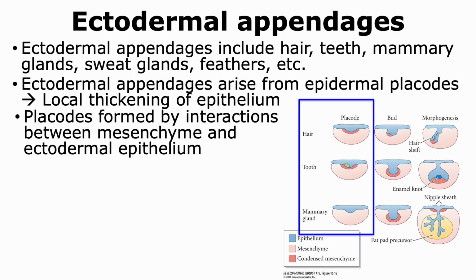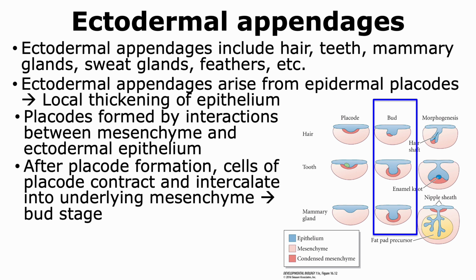In this case, we are looking at placodes formed for hair formation, tooth formation, and mammary gland formation. The color coding of the figure is shown in the legend below, where we can see where the epithelium layer is, where the mesenchymal region is, and where the condensed mesenchyme is, which is where mesenchymal cells tend to congregate. After placode formation occurs, the cells of the placode will contract and intercalate into the underlying mesenchyme. This is called the bud stage, where we can see the epithelium cells that are part of the placode go into the mesenchyme.